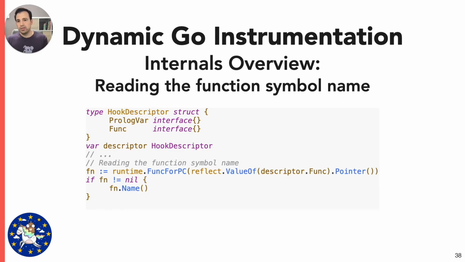There are three internals I wanted to show you. The first one is reading the function symbol name. So given the hook descriptor having the prolog variable and function interface values, we can use the reflection package and get the function interface value address, pass it to the FuncForPC function of the runtime package in order to get the function descriptor whose name method gives you the function symbol name.